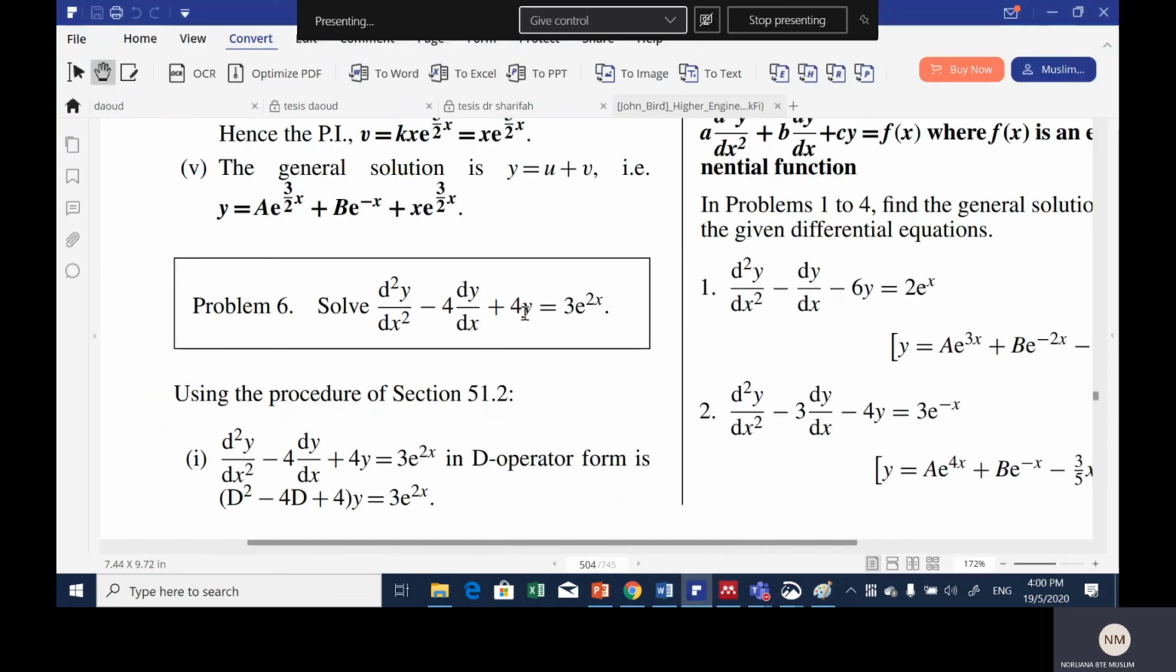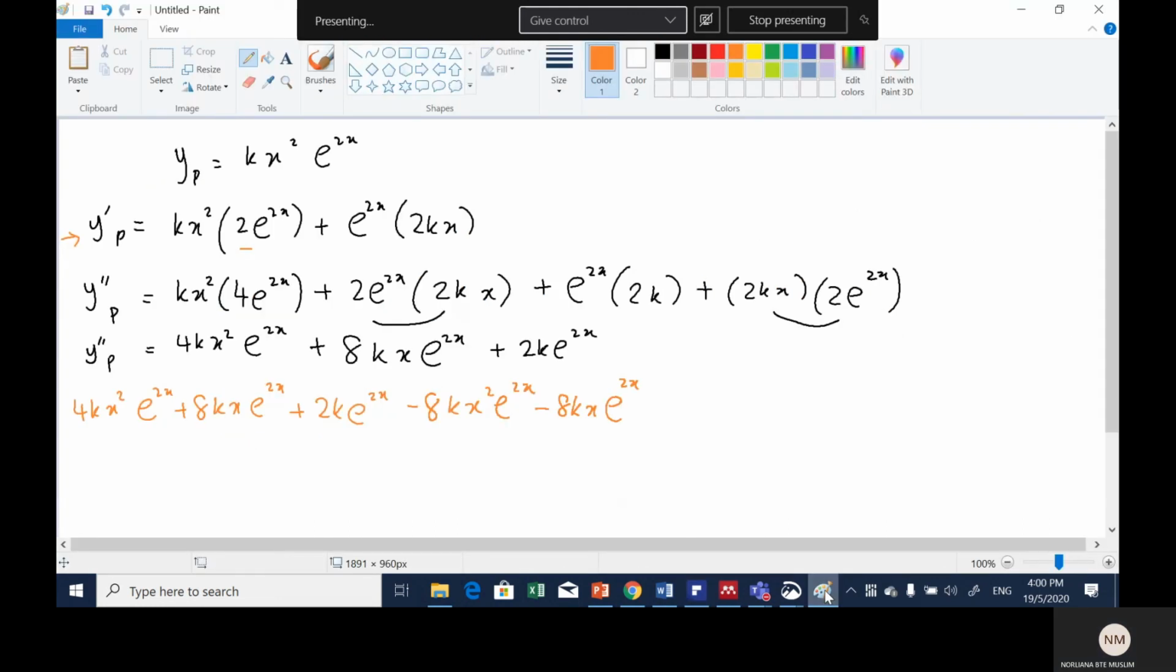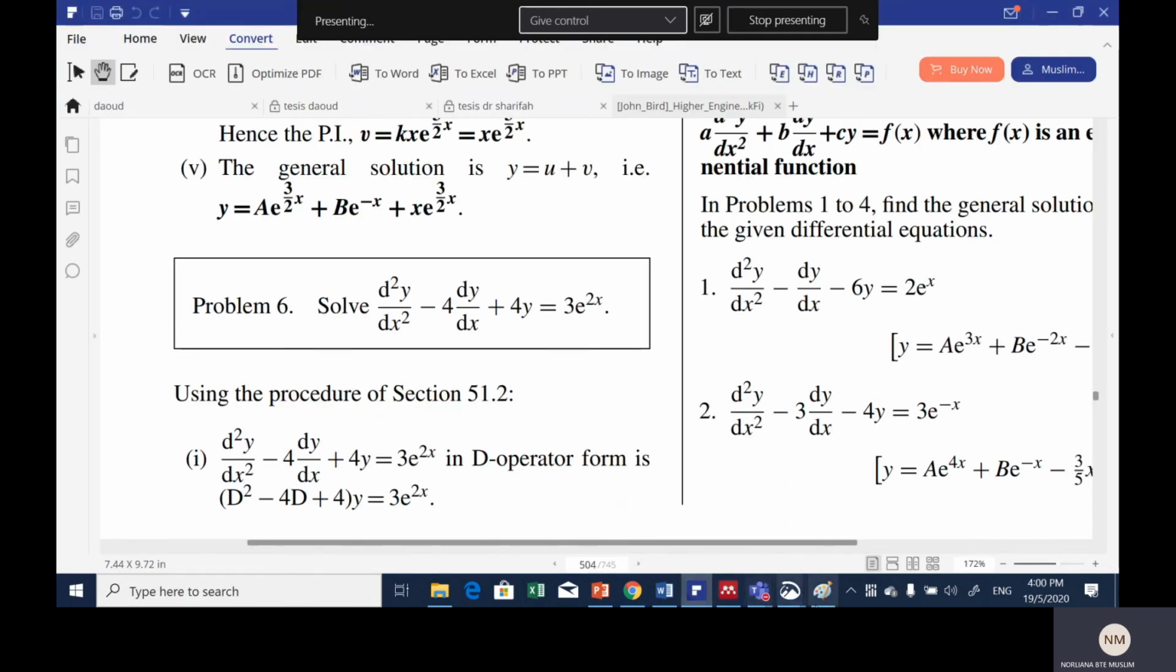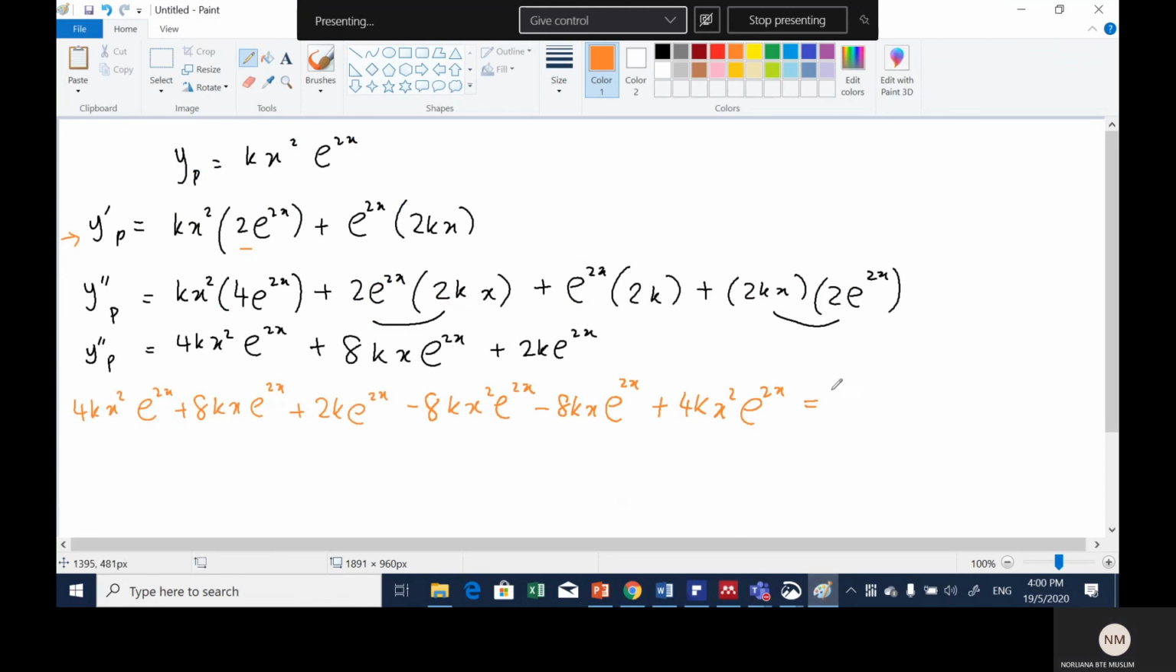And then we have plus 4y, so this will be times 4. So I have 4kx squared e to x, then equal to the right hand side, which is 3 e to x. So I have 3 e to x.